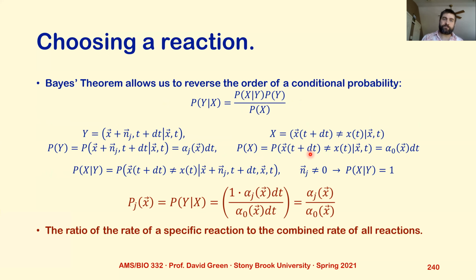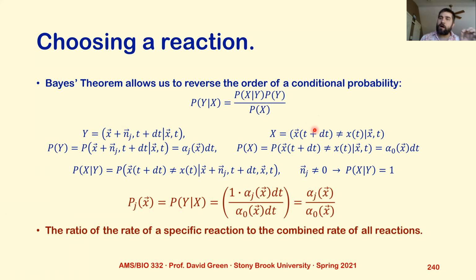How do we find this? Well, we can do a little manipulation using Bayes' theorem. Bayes' theorem lets us change the order of a conditional probability. The probability of y given x is the probability of x given y times the marginal probability of y divided by the marginal probability of x. Let's fill this in, with y being that a specific reaction happened, X went to X plus Nj, and x being that something happened.